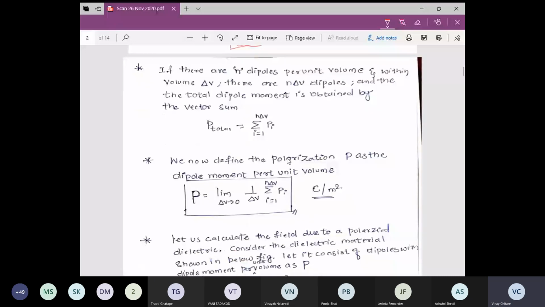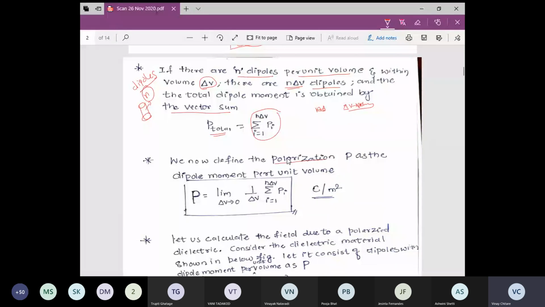In order to derive this relationship, let us go with this small discussion. Say there are n dipoles per unit volume, so inside one unit volume you have n dipoles. Within a delta V volume, there will be n into delta V dipoles, and the total dipole moment is obtained by the vector sum of all the dipole moments inside this delta V volume.